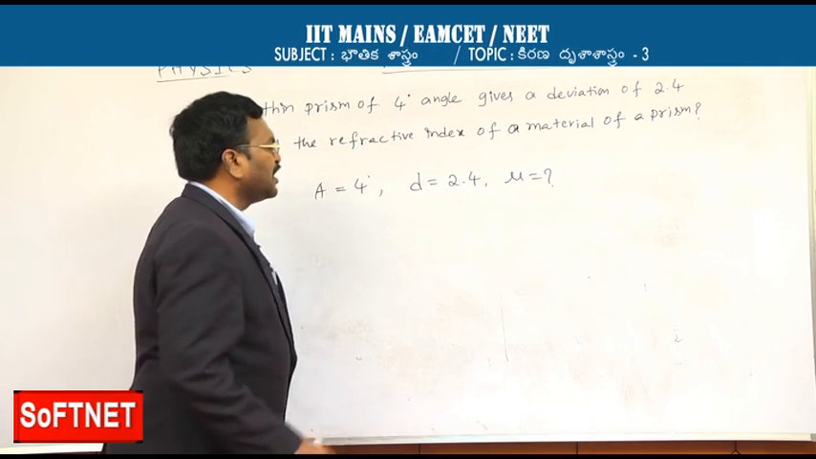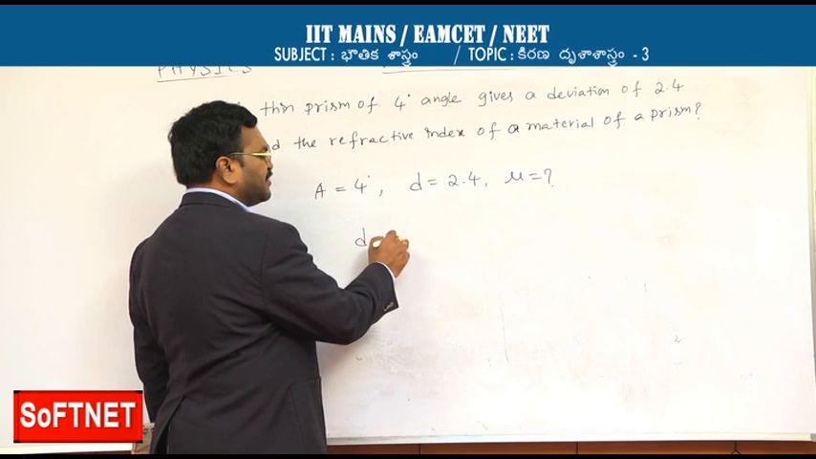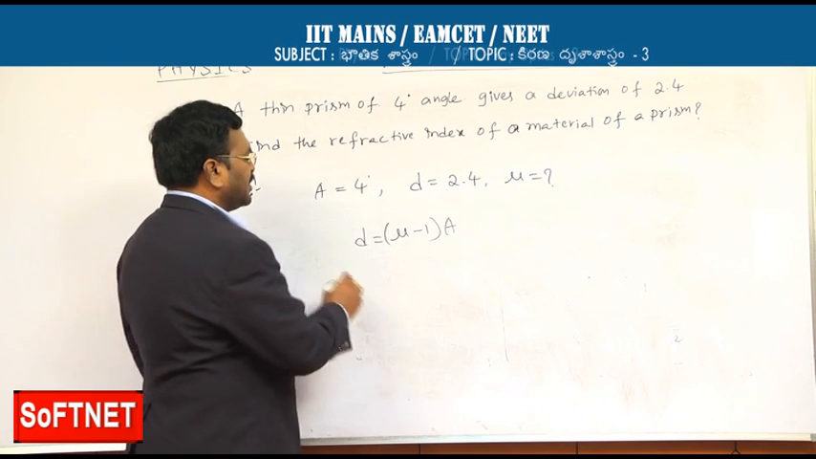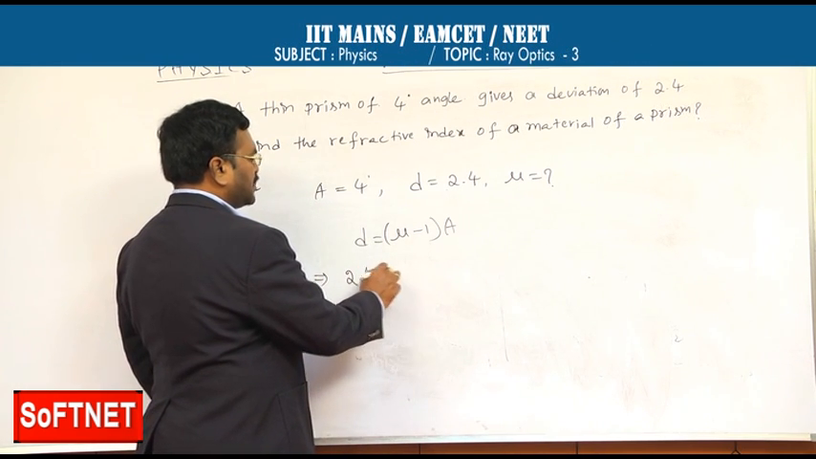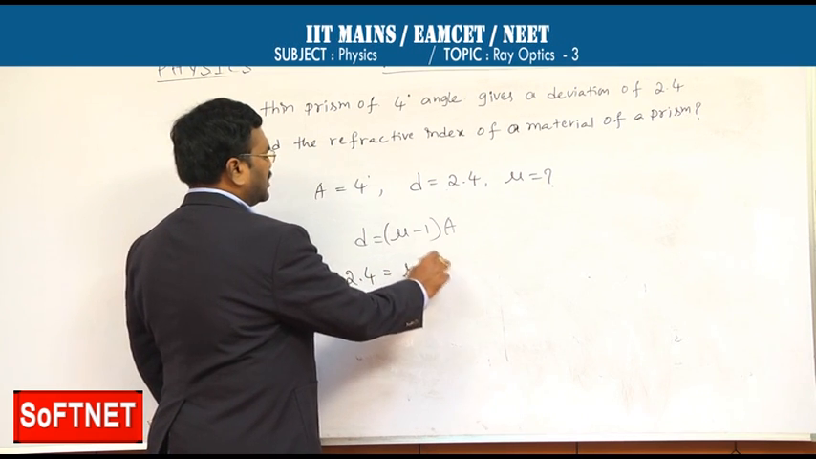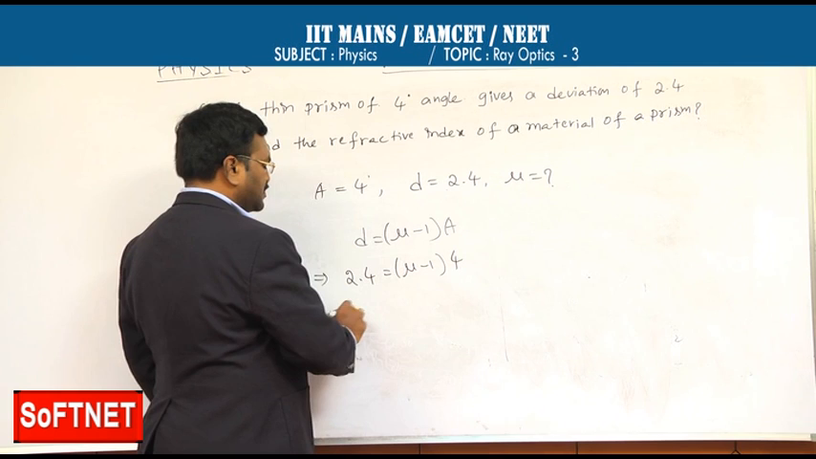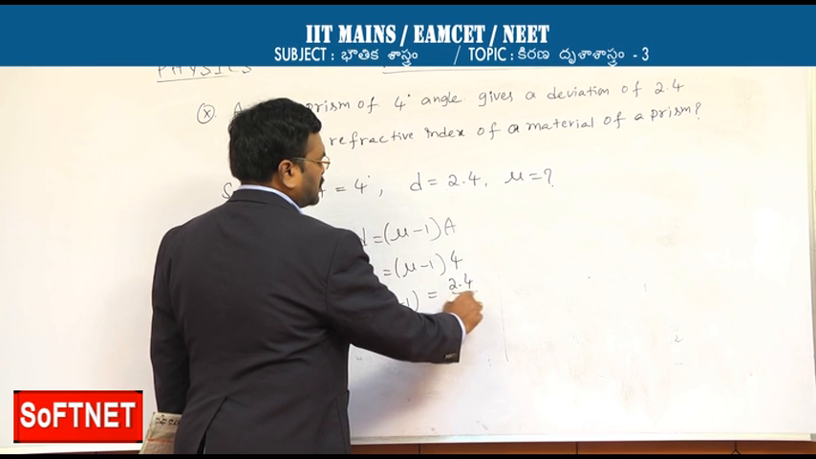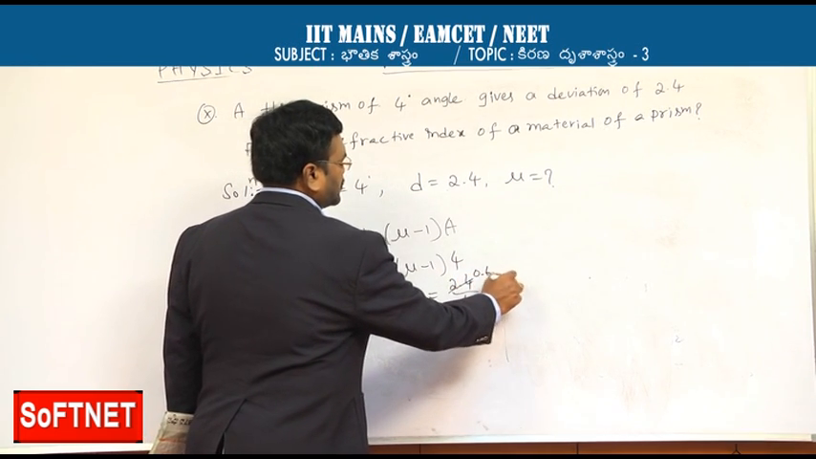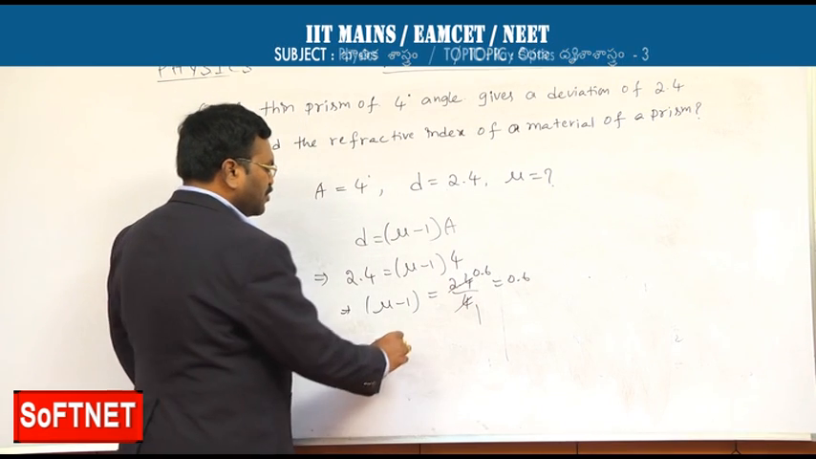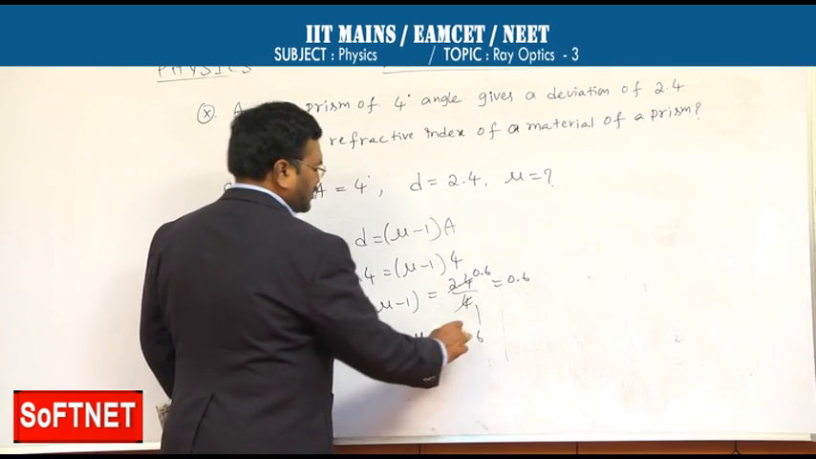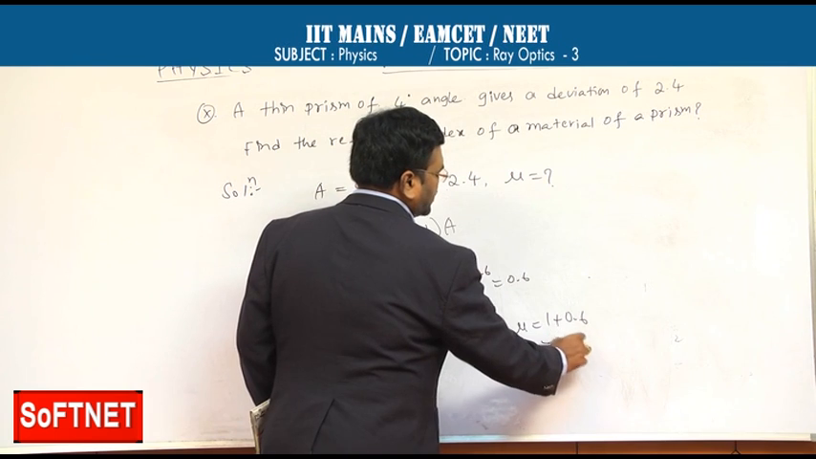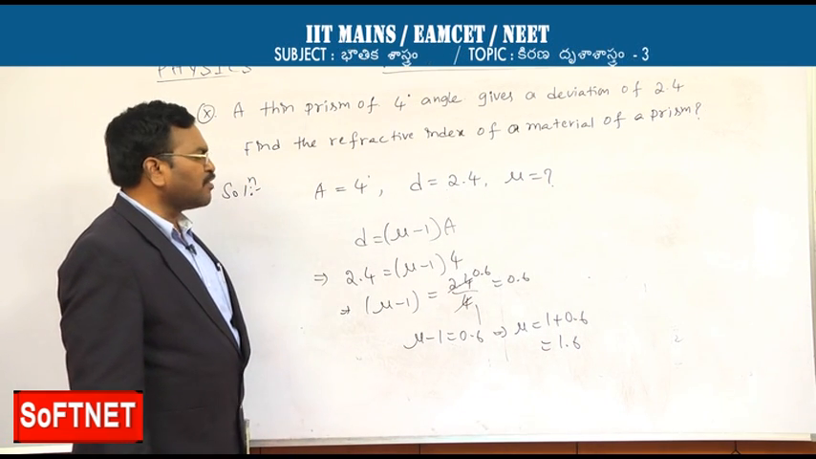Here what is the formula? Deviation for small angle prism, how much is deviation equal to? Mu minus 1 into A. Now deviation, how much here? 2.4. 2.4 is equal to mu minus 1, A how much? 4. So from this, mu minus 1 is equal to 2.4 by 4. So 4 times 0.6. So 0.6. Now mu minus 1 is equal to 0.6. From this, mu is equal to 1 plus 0.6. So what is the answer now? Mu value, how much? 1.6.